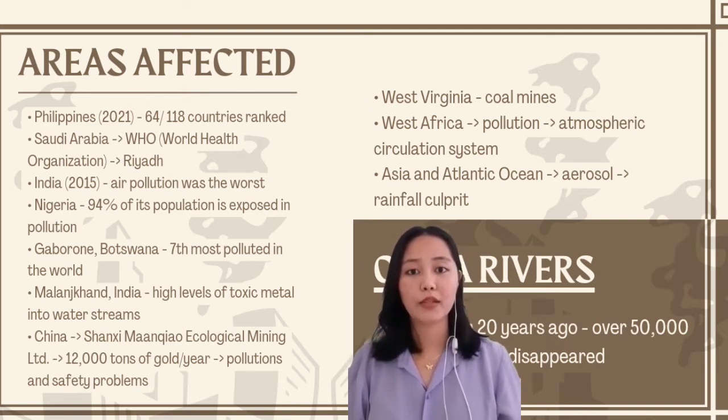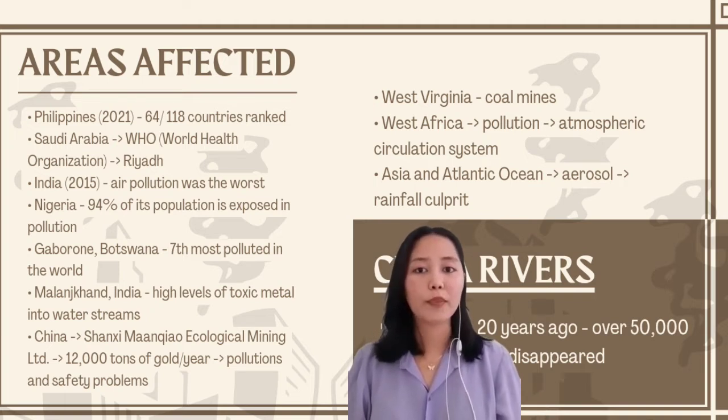In Malanjkhand, India, there are high levels of toxic metal in water streams. The biggest copper mine in Malanjkhand in India discharges those. And also, waste coming out of coal, copper, and gold mines flowing out into the rivers and oceans are the ones that really destroy sea life.